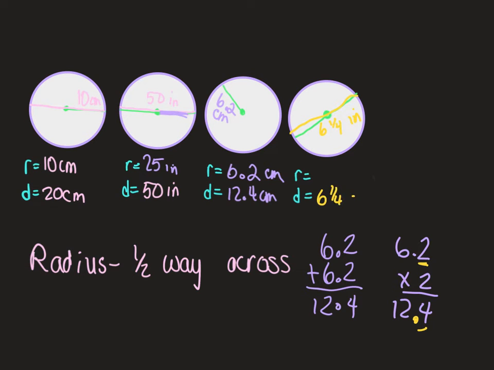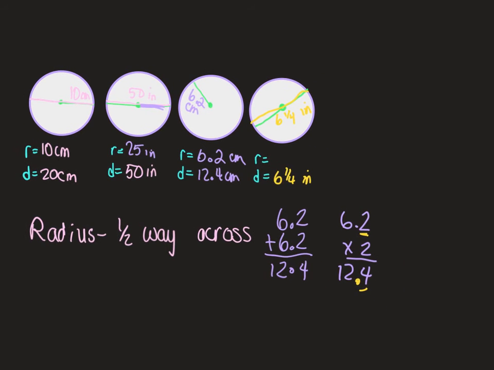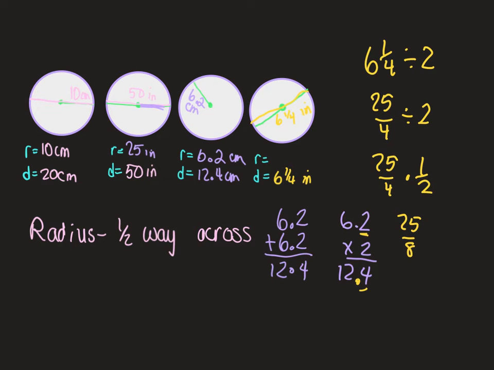6 1/4 inches. How do I find halfway across? Well, I take 6 1/4 divided by 2. 25 over 4 divided by 2. 25 over 4 times 1 over 2. I can't cross cancel anybody, so I get 25 over 8. How many times does 8 go into 25? 3 times. How many's left over? 1. 3 1/8.